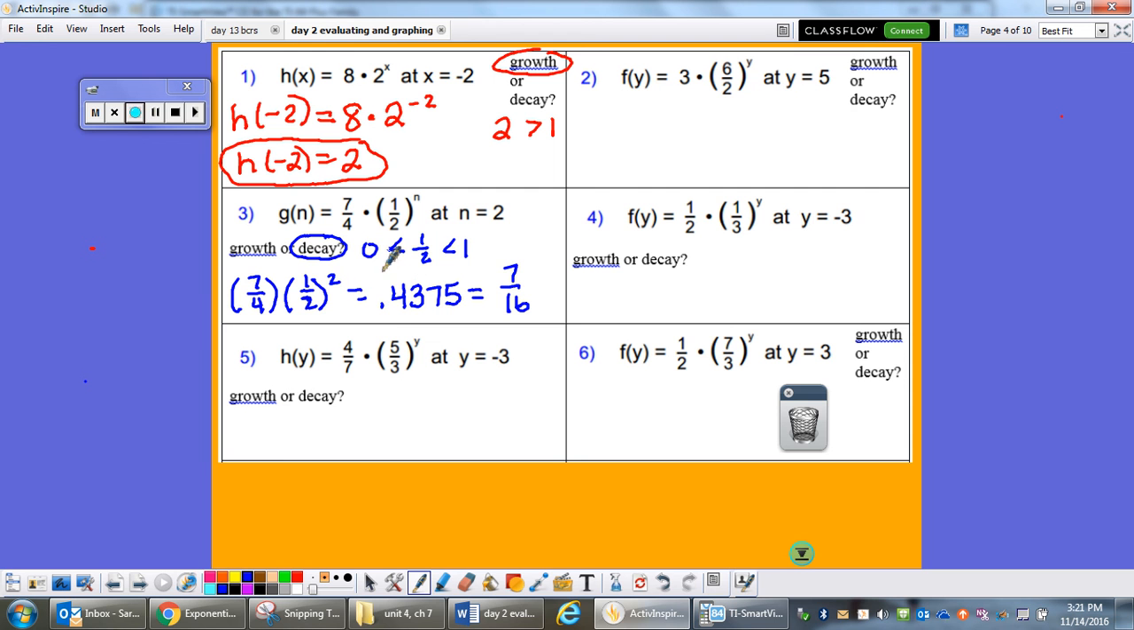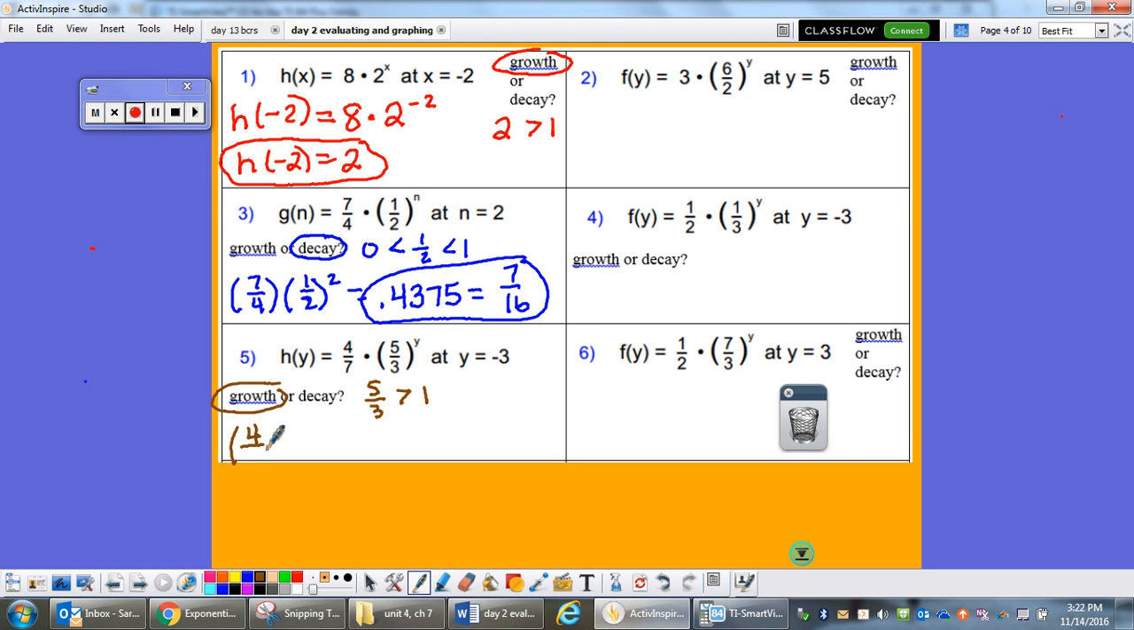Typically, if it's a nice decimal and it doesn't have too many numbers, you can leave it as a decimal, but if it is a long one, I will have you put it into a fraction. So we'll see an example of a longer one in number 5. Again, yes, this is a fraction, but 5 divided by 3 is actually just 1.666 repeating, which is greater than 1, so it's growing. Okay, and that's because 5/3 is greater than 1. So I'm just going to evaluate this function at y equals -3.